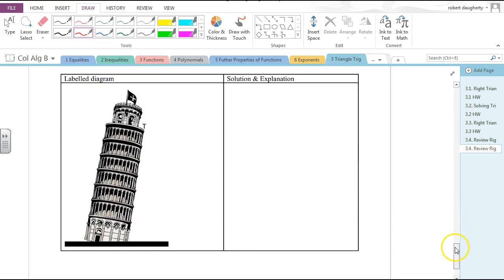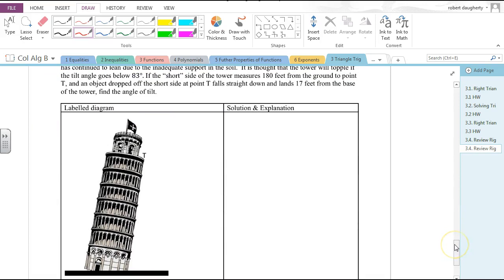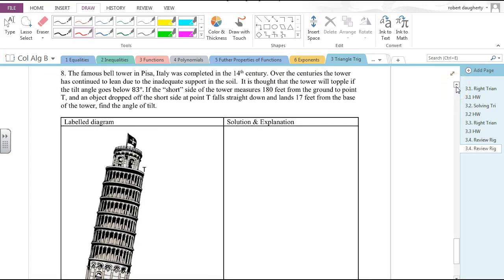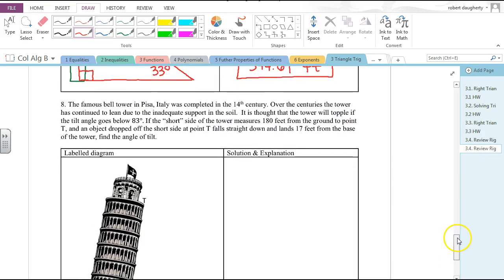Last problem, number 8. The famous bell tower in Pisa, Italy, was completed in the 14th century. Over the centuries, the tower has continued to lean due to inadequate support in the soil. It's thought that the tower will topple if the tilt angle goes below 83 degrees. Okay, so if the short side of the tower measures 180 feet from the ground to point T, and an object dropped off the short side falls straight to the ground and lands 17 feet from the base, find the angle of tilt.